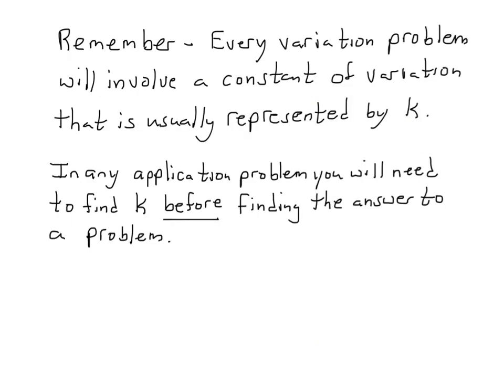Please remember, and I stated this earlier, every variation problem will involve a constant of variation that is usually represented by k. We will always use the letter k. The book, I even think, tells you in the problems to use k as a constant of variation. In any application problem, you will need to find k before finding the answer to the problem. There is going to be enough given information for you to identify what that k value is.